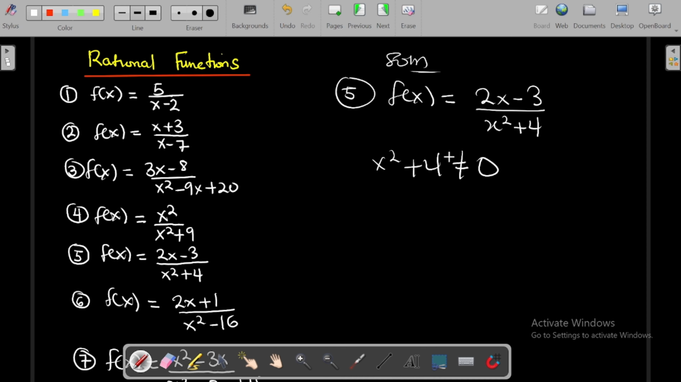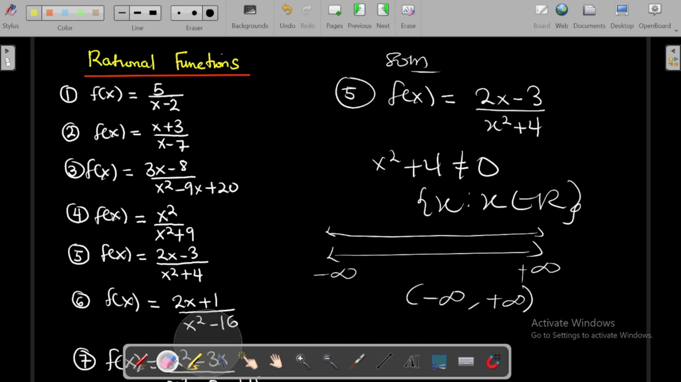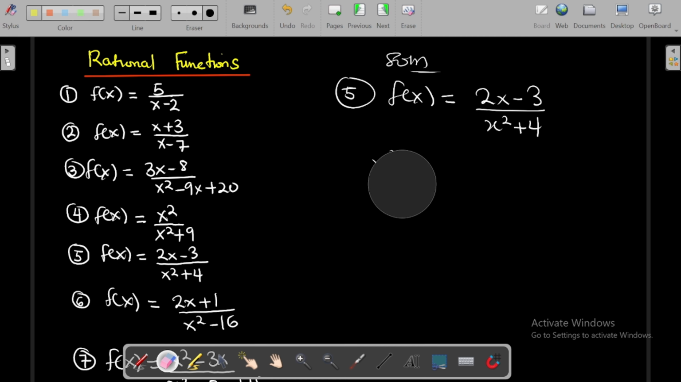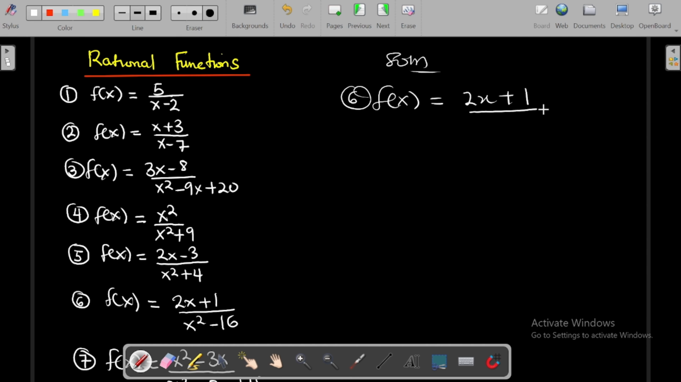So for this one also, x is such that x is a member of all real numbers. The number line is the same as the initial one, having all the range of values. Interval notation is from negative infinity to positive infinity, as simple as A, B, C, D. Now let's look at our sixth question. Our sixth question is f of x is equal to 2x plus 1 all over x squared minus 16.